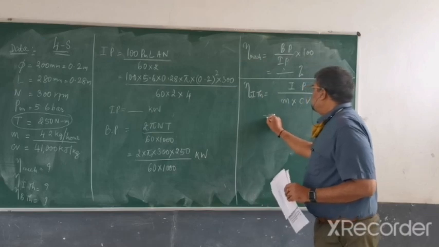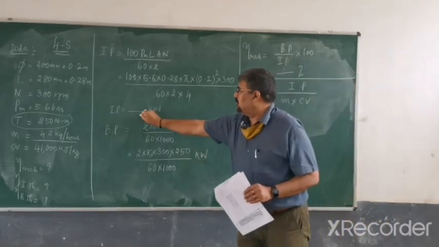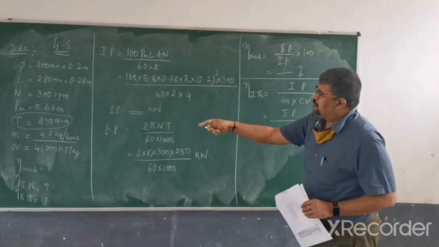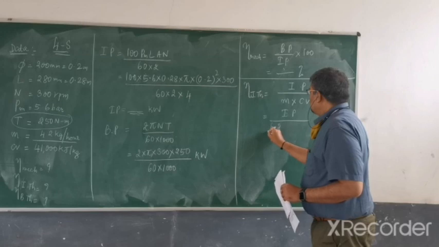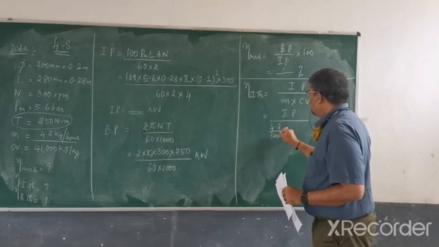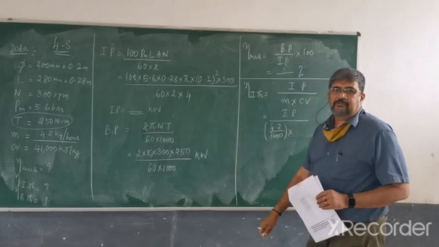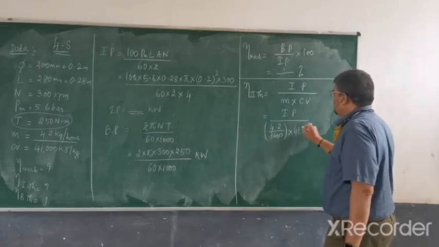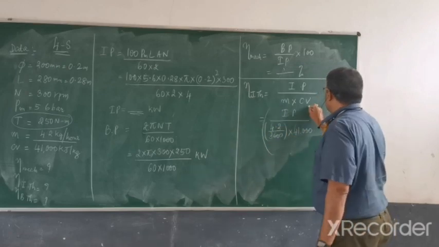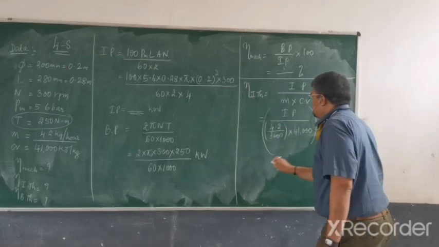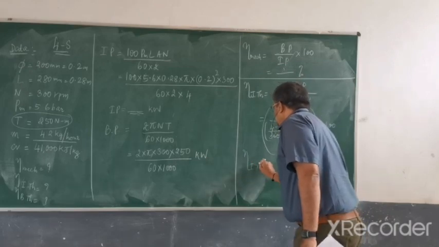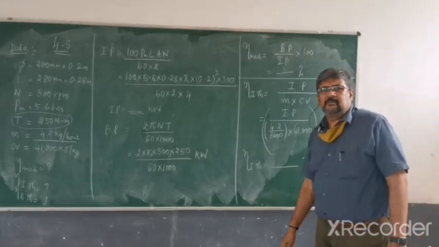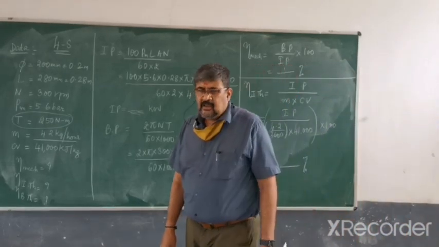So whatever indicated power we have obtained here, we are going to write that value here, indicated power. The fuel consumed is 4.2 divided by 3600, into the calorific value of the fuel, which is given as 41,000. So we write it as 41,000. This entire thing multiplied by 100 will give us the indicated thermal efficiency in percentage. So it is again simple substitution. So you have to be careful.